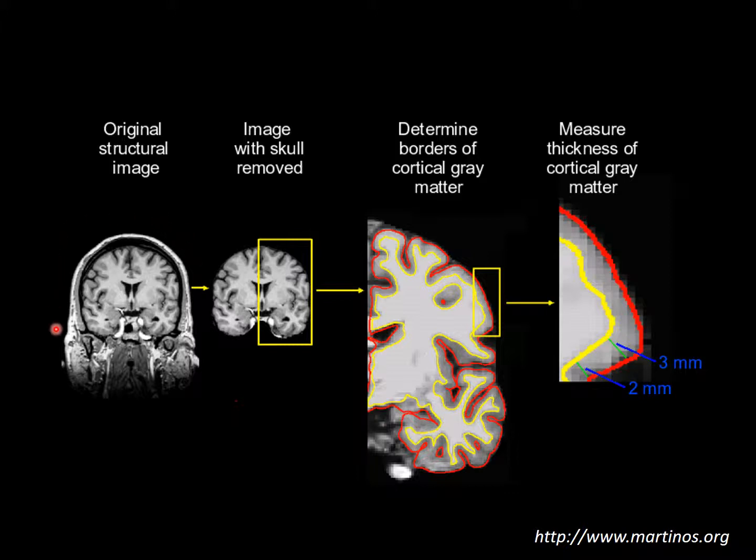So one takes a standard T1-weighted anatomical image, removes the skull, and then defines the inner margin of grey matter, defined here by yellow, and the outer margin of grey matter, indicated by the red. The simplest procedure is to then draw vectors from the inside to the outside of the isolated grey matter and determine the length of each of these vectors. A map of the brain can then be created with each point in the brain color-coded for cortical thickness.